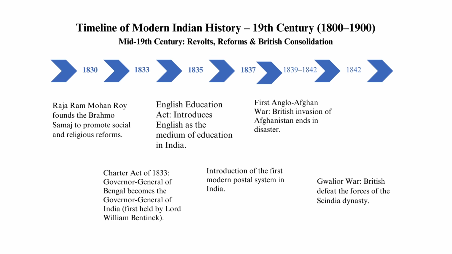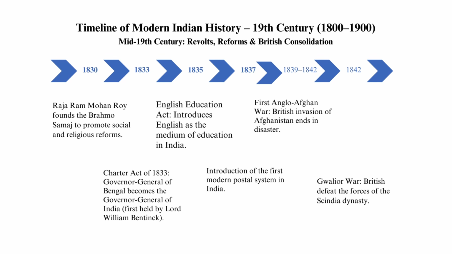Mid-19th century, revolts, reforms and British expansion. As British rule deepened, new institutions and ideas emerged. Raja Ram Mohan Roy established the Brahmo Samaj in 1830, promoting education and social reform. The Charter Act of 1833 created the position of Governor-General of India, first held by Lord William Bentinck, while the English Education Act of 1835 made English the medium of instruction.